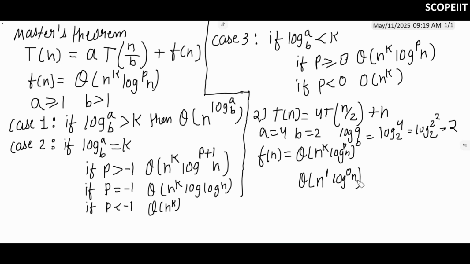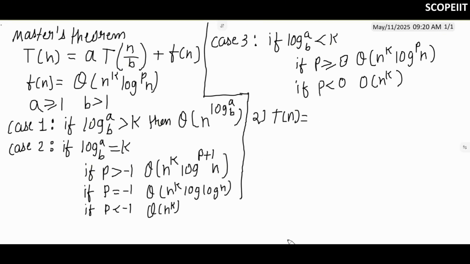Okay. So now after doing this, we got our k value as 1 and our p value is nothing but 0. Now again compare log a to the base b. So log a to the base b value is 2 and k is 1. So here log a to the base b is greater than k. So in that case, again my theta will become n to the power log a to the base b. The log a to the base b answer we got is 2. So the answer for this question will be n square.